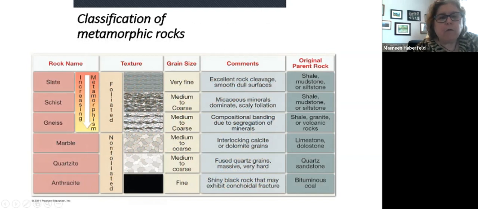So these are some of the rock names. This is just a chart that talks about metamorphism and some of the rock names. They often call the original rock the parent rock. So shale or mudstone or siltstone might become the metamorphic rock slate. And then with increased metamorphism, these are higher grade metamorphism as you go down. And these are foliated. And then down here, these rocks have pretty much one mineral in them, so they're non-foliated. You can't see the banding.